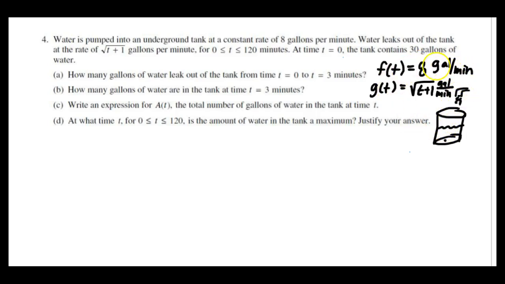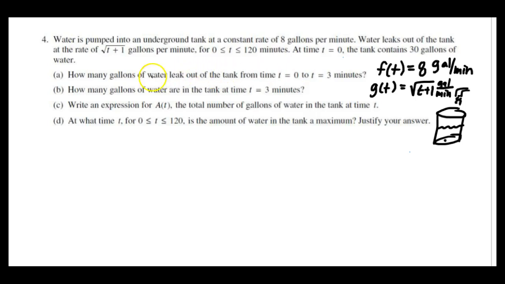So now hopefully we have a good understanding of what's going on. Now let's try to answer the question. Let's start with part A. How many gallons of water leak out of the tank from time t equals 0 to t equals 3 minutes?